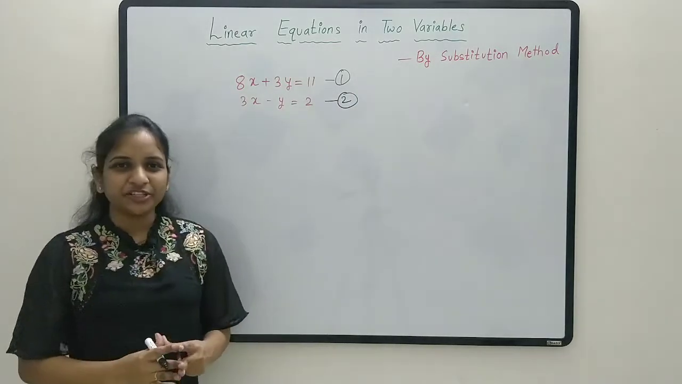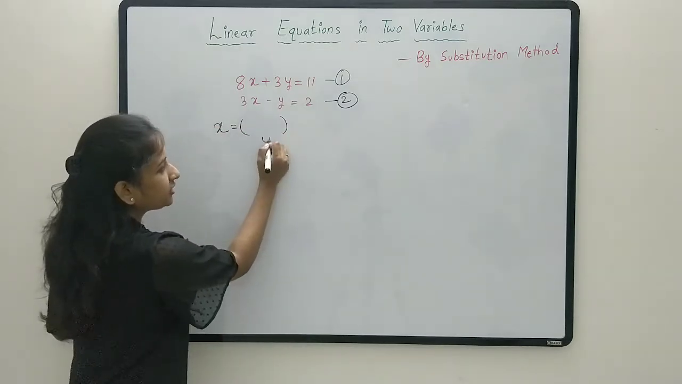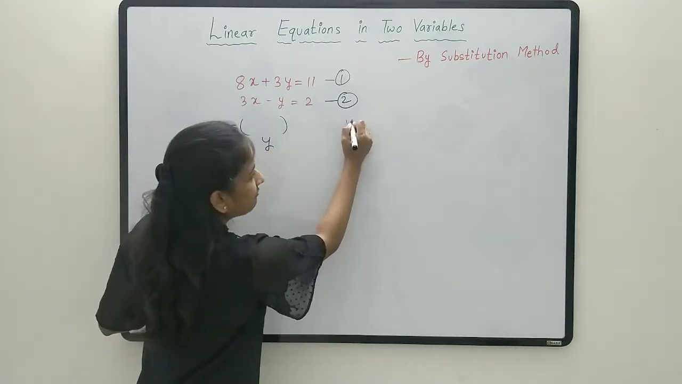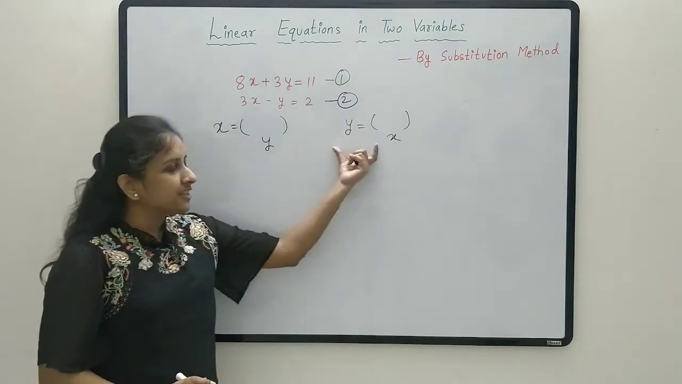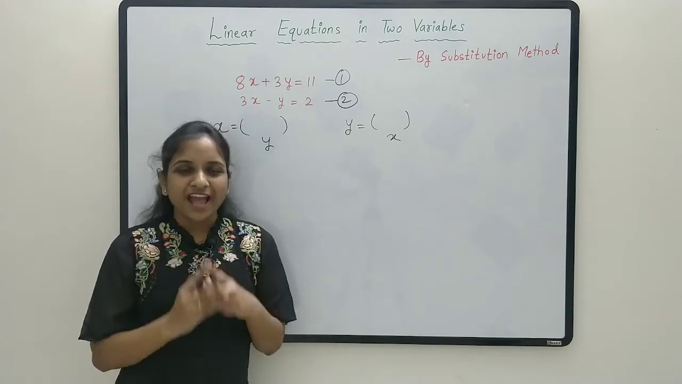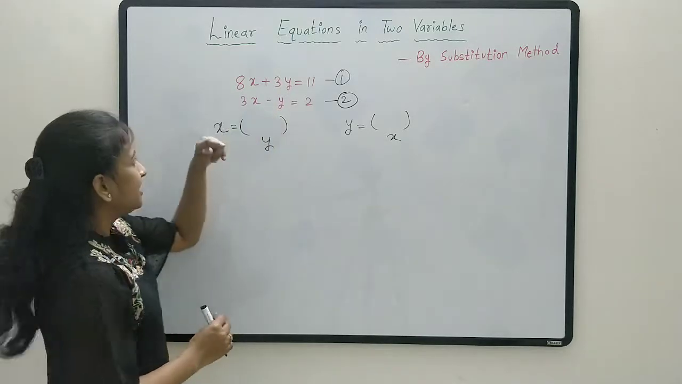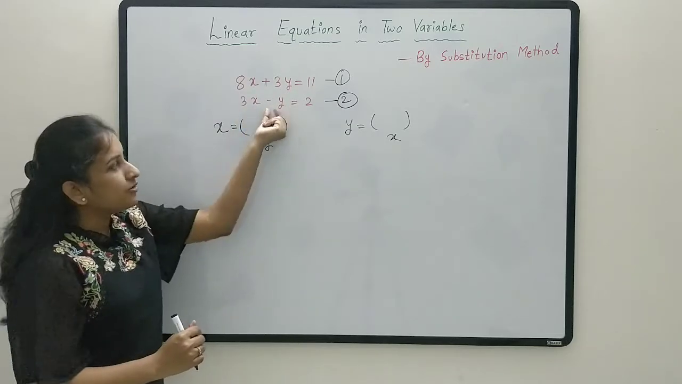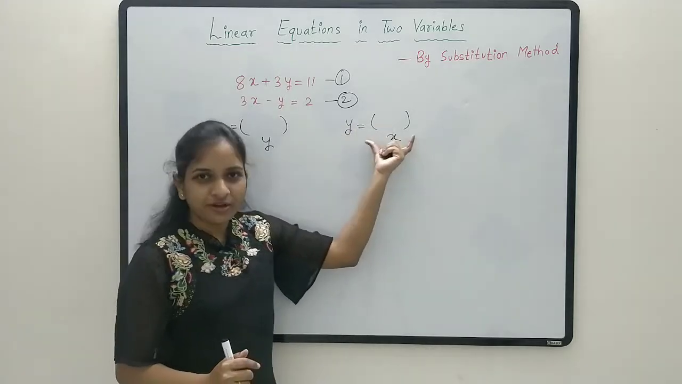In substitution method, we have to find the value of one variable in terms of the other variable. Means the value of x in terms of y, or the value of y in terms of x. Choice is yours. Either you can choose this or this. Finally, you will get the same answer. But I always prefer to go with the variable having the lowest coefficient. Here coefficients are 8, 3, 3 and 1. So this is the lowest one. So I go with this, substituting y value in terms of x.